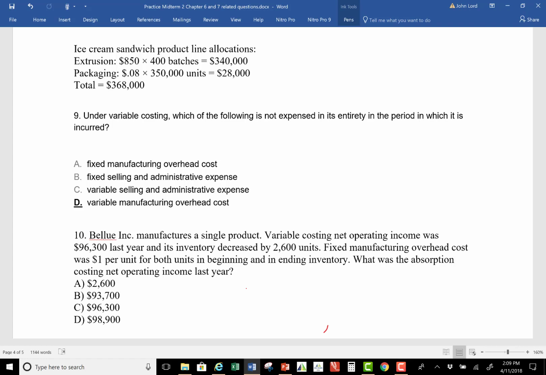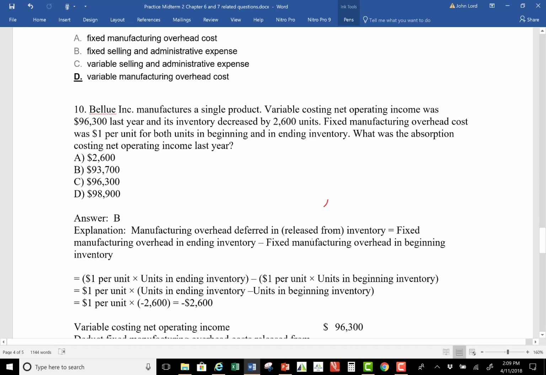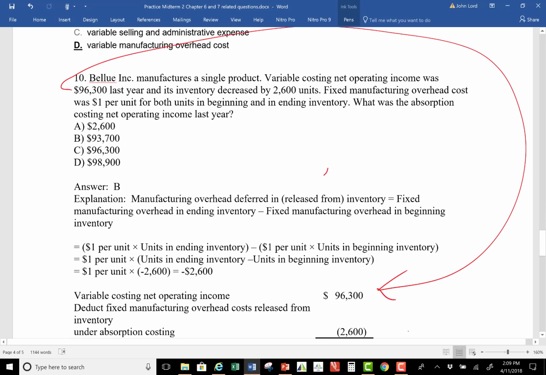Okay. Now you take a look at Bella Inc. manufactured. It's a single product. Variable cost net operating income was 93,006. Okay, and I set these up pretty much the way the solution shows them, guys. You take the 93,006, and then they tell us that last year inventory decreased by 2,600 units. If inventory did what? It decreased. Now we have the fixed manufacturing overhead that was sitting in inventory is now what? Being released for those 2,600 items.